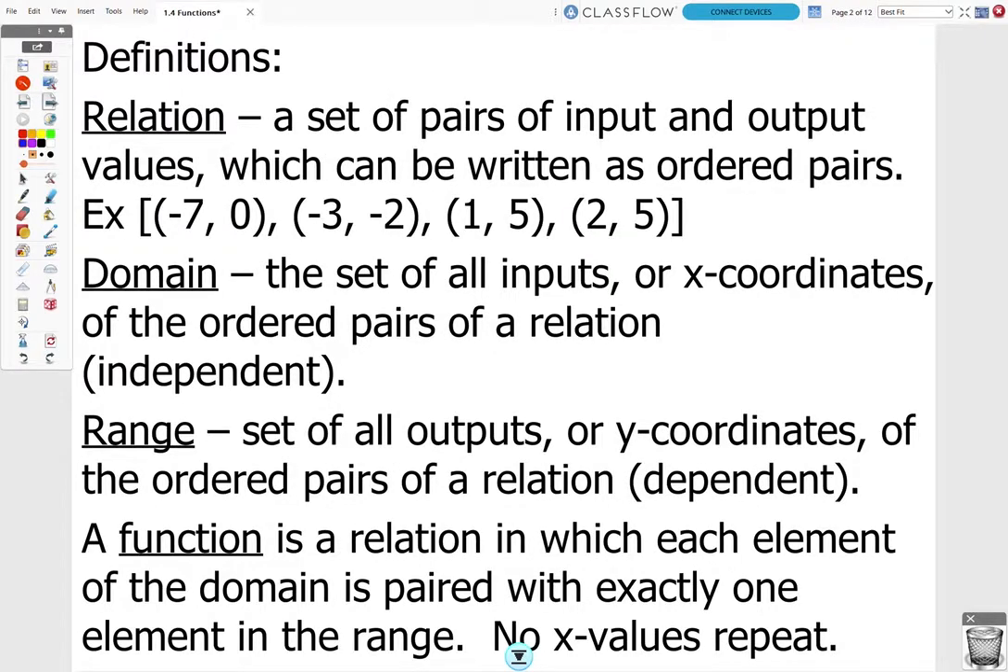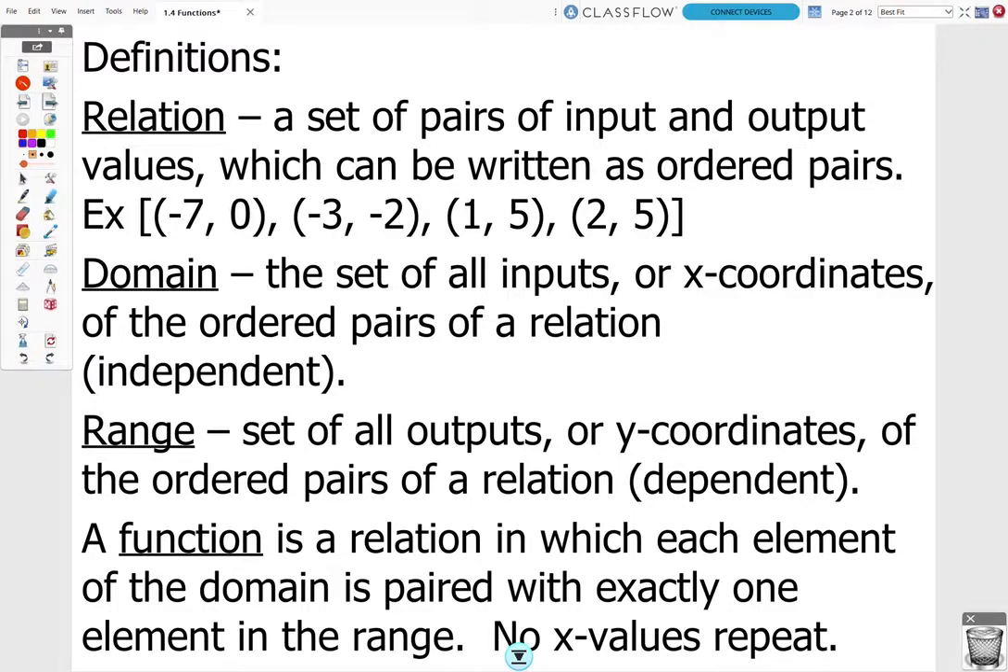A couple of definitions we need to be familiar with and just remind ourselves of. Here we have the first one is a relation, and that is simply the set of input and output values. It's a pair of numbers and how they are related to one another, just as the word says. Often we write those as ordered pairs, such as -7, 0, -3, -2, and so on.